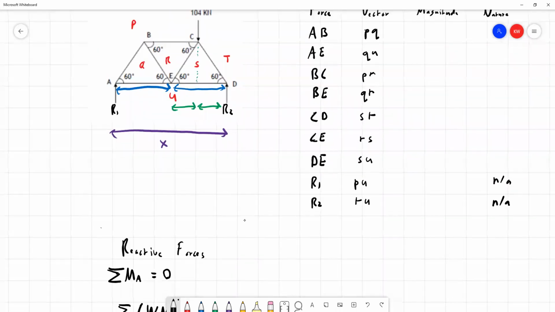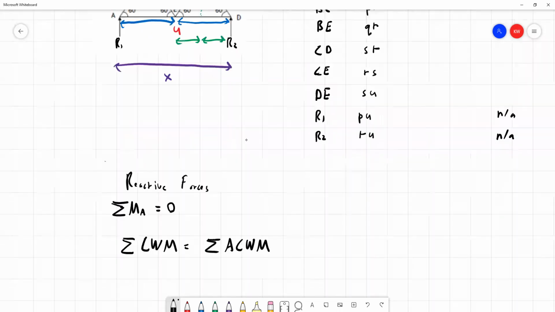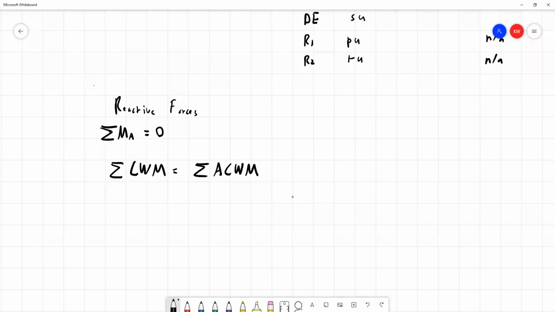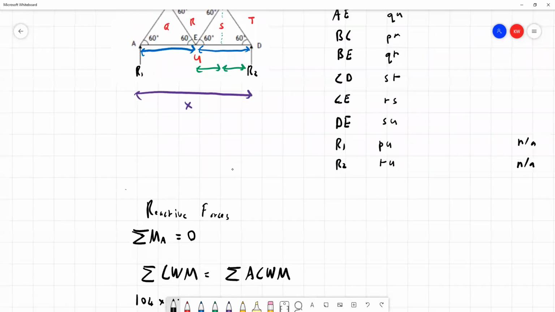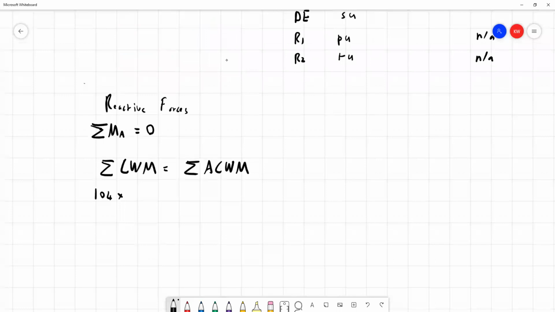So what clockwise moments do we have here? Well, looking out from point A, everything's to the right of that, and we've got a downward force of 104 kilonewtons acting out to the right, so that's a clockwise moment. So we can say here, one clockwise moment, 104, and the distance of 104, well, it's 3/4 of the way along the beam, because if we go from point A to point E, that's halfway, and we go from point E to that dotted green line, that's halfway of the remaining half, so that's 3/4. So we can say that 104 kilonewton force is applied at 3/4 of x, whatever x is.